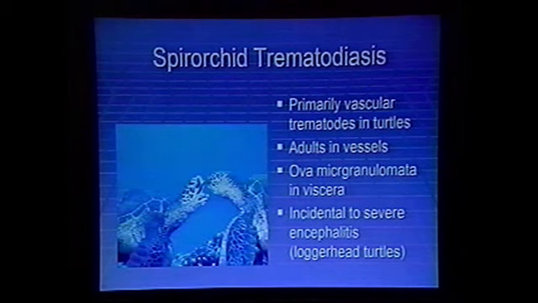Spirorchid trematodiosis is perhaps the most common manifestation of trematodiosis in reptiles, particularly in turtles. It is a vascular trematode, and the adults live in blood vessels, lay ova that migrate through the viscera and are associated with formation of microgranulomas oriented around the migrating ova. The condition is most often incidental, although severe encephalitis can result under certain circumstances, particularly in loggerhead turtles.